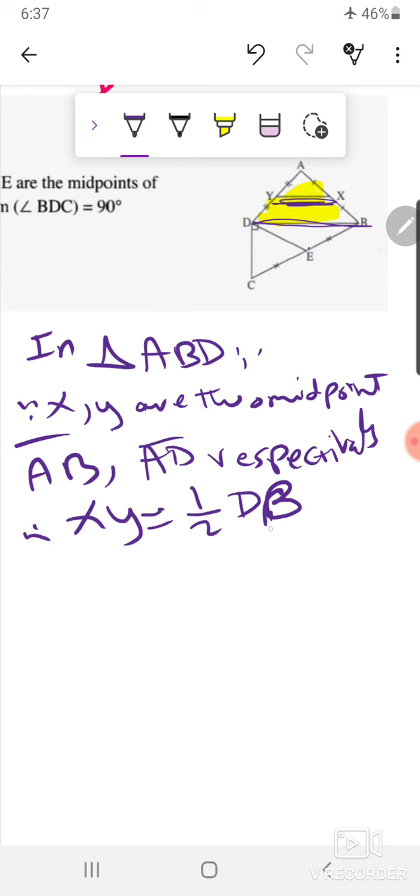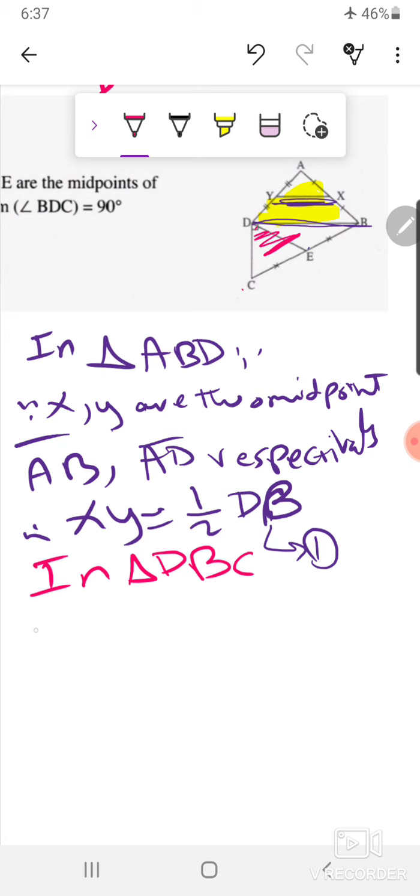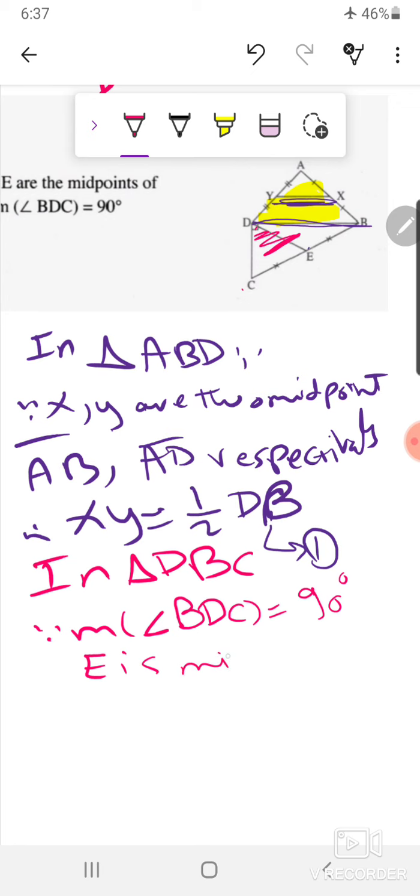Understand till now? This is number 1. Now let's talk about the other triangle, called DBC, this part. In triangle DBC, here you have measure angle D. Can I say D equals 90? No, I said measure angle BDC equals 90 degrees. And here you have E is a midpoint. Midpoint of what? Here you have point E, midpoint of BC.